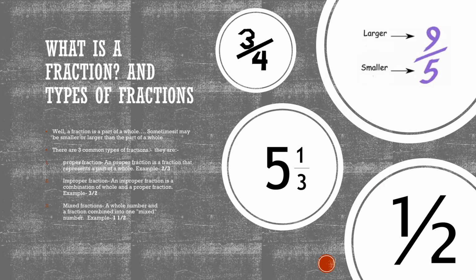So what is a fraction? Well, a fraction is a part of a whole. Sometimes it may be smaller or larger than a part of whole. And what are the types of fractions? There are three common types of fractions.